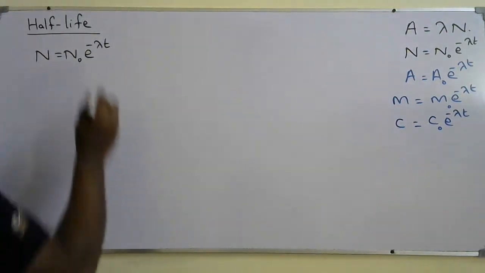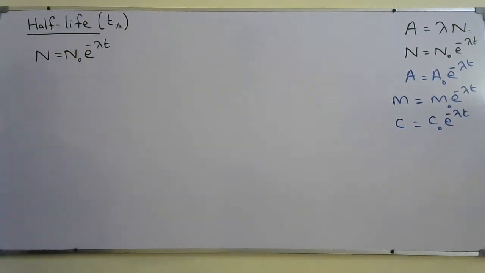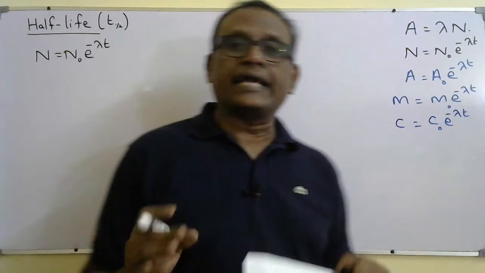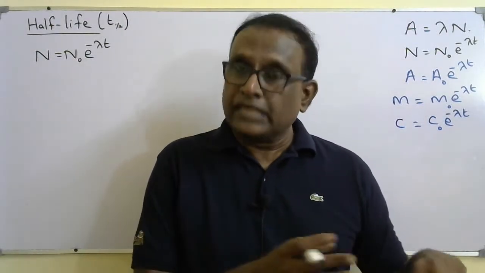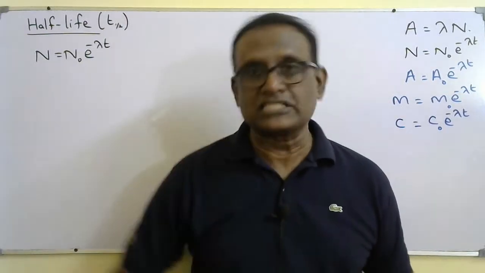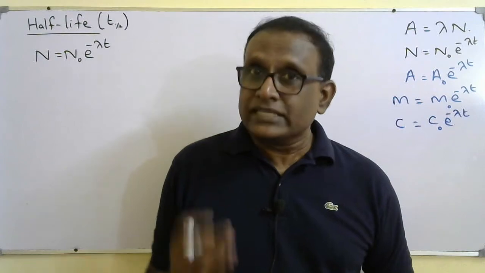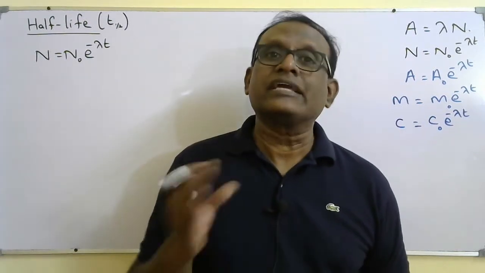and we denote it by T half. This is the notation, T half. Half is the subscript, it's a notation. Average time taken for the activity or the number of radioactive nuclei remaining in the sample to become half of the previous value is called half-life. We are going to check whether it is a unique value for a given type of sample.